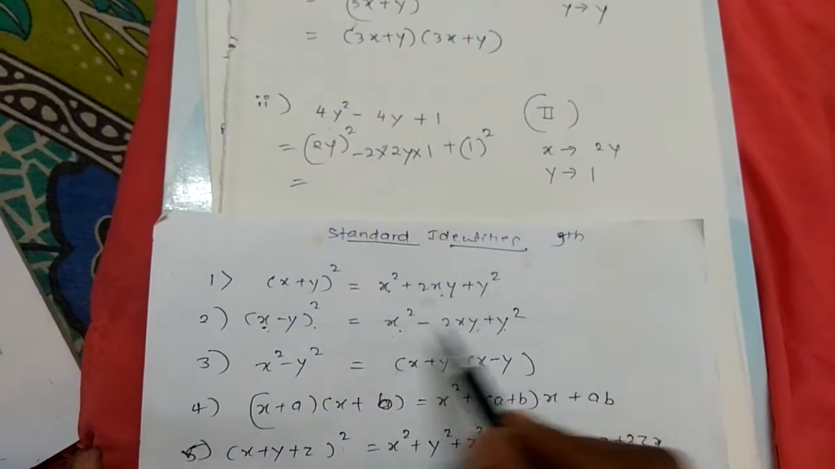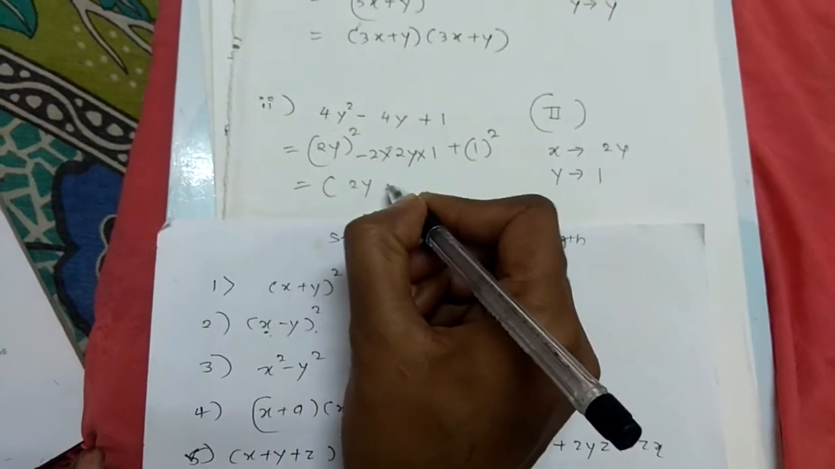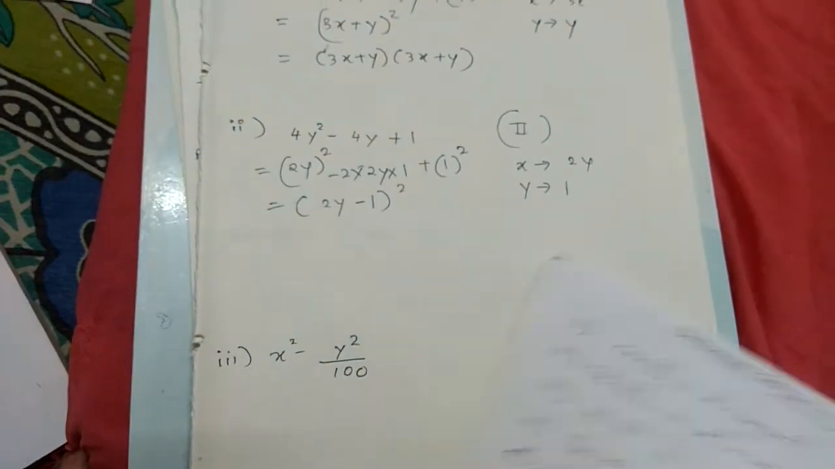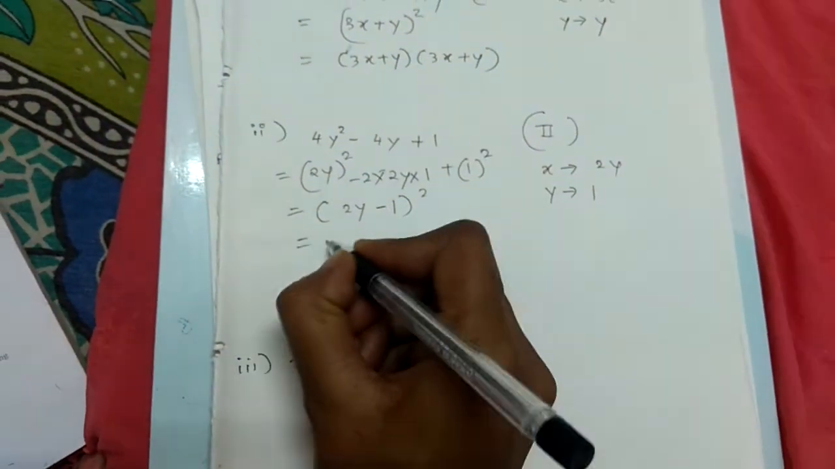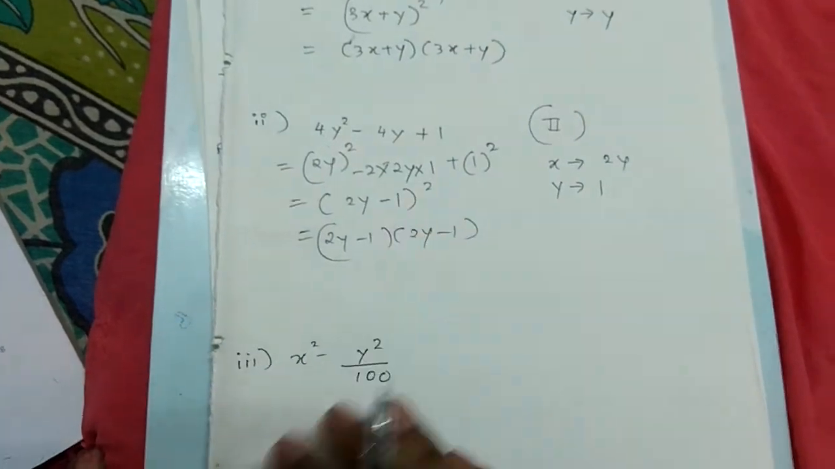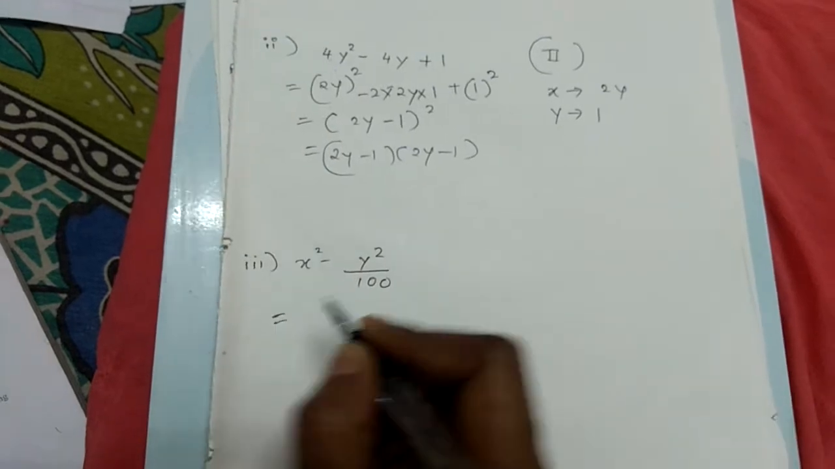So all this equals x minus y whole square. What is your x? 2y. Y is 1, that's minus 1 square. So its factorization is 2y minus 1 into 2y minus 1. Further you can't factorize, so this is its final factorization. Next we'll move to the next question.